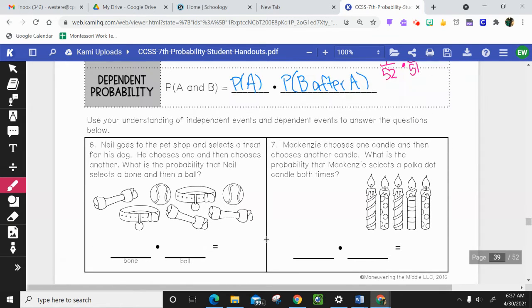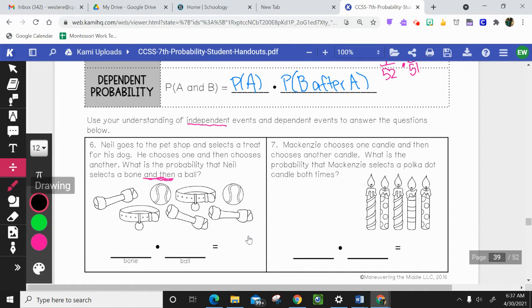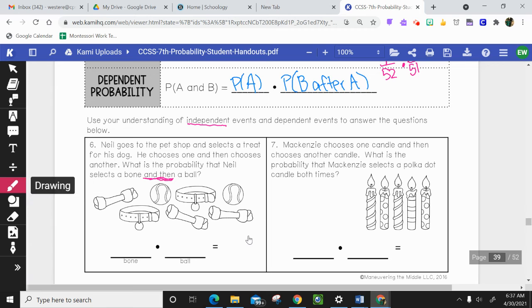Yesterday we saw some independent events that looked like this: the bones and the colors and the balls, and this one was about Mackenzie and the candles. Number 6 says Neil goes to the pet shop, selects a treat for his dog. He chooses one and chooses another. What is the probability that Neil selects a bone and then a ball? And then, the very important word there. We're going to walk through these two together, and then we're going to work on some Edpuzzles for the rest of them.